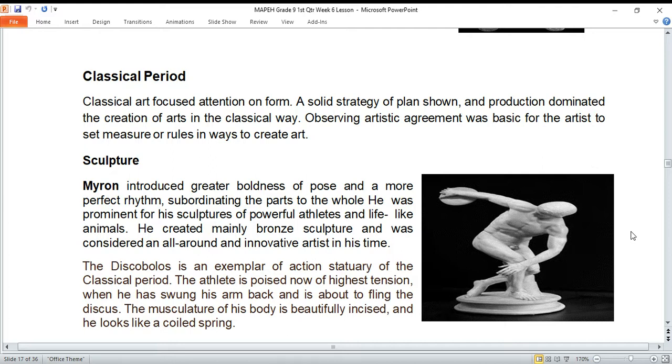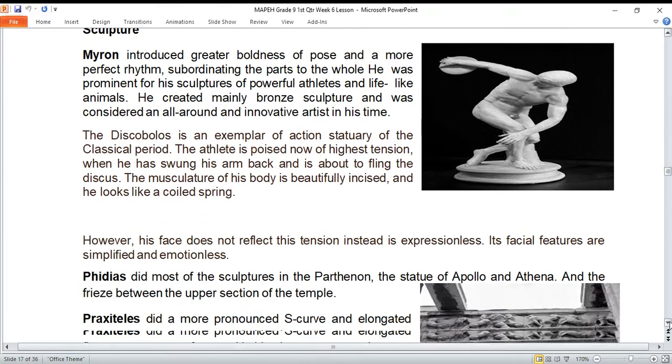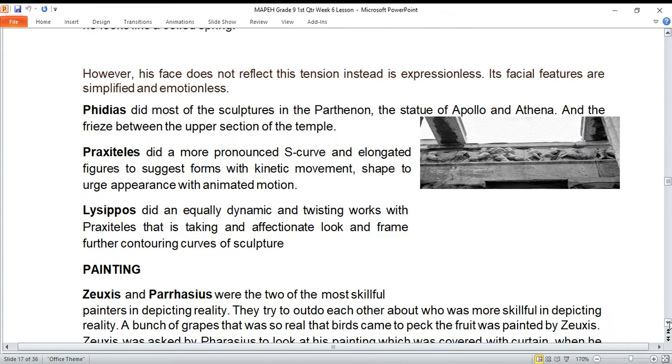The athlete is poised at the moment of highest tension. When he has swung his arm back and is about to fling the discus, the musculature of his body is beautifully incised and he looks like a coiled spring. However, his face does not reflect his tension. Instead, he is expressionless. His facial features are simplified and emotionless.